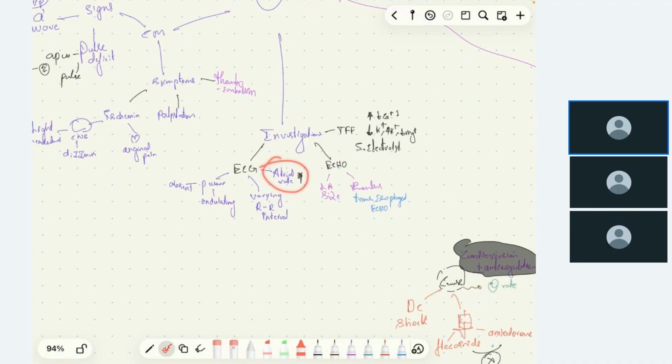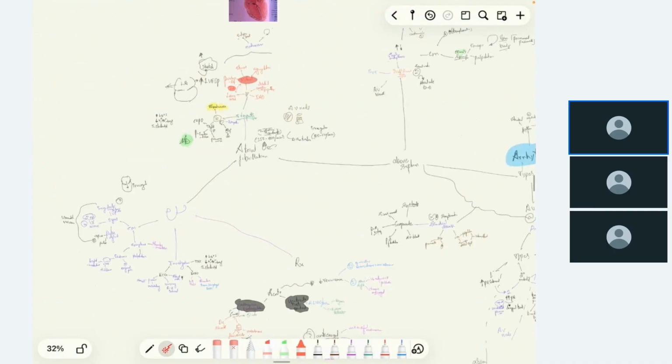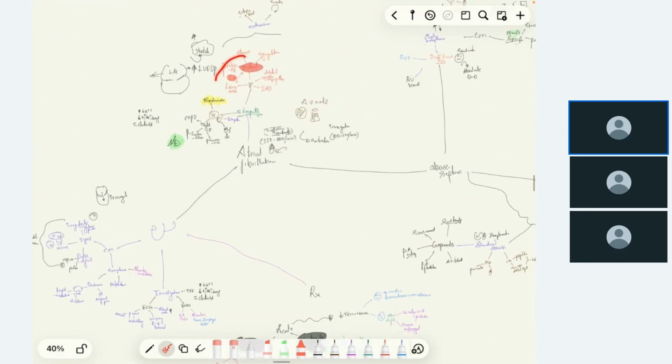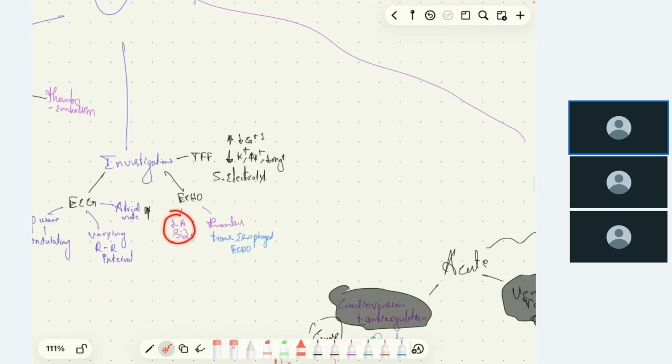Also, on echo, we can see left atrial enlargement. I already mentioned these cardiac causes causing increased left atrial stretch and increased LVEDP. So we can see a left atrial enlargement on echo. If we do transesophageal echo, we can see if the patient has developed thrombus inside the left atrium, and treat adequately.